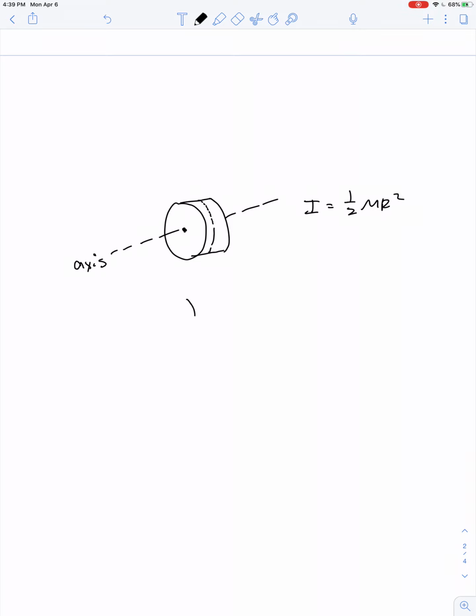So even when I cut it to give me 2/2, as long as the axis still passes through the center of mass, the rotational inertia of this whole system is equal to 1/2 mr squared.